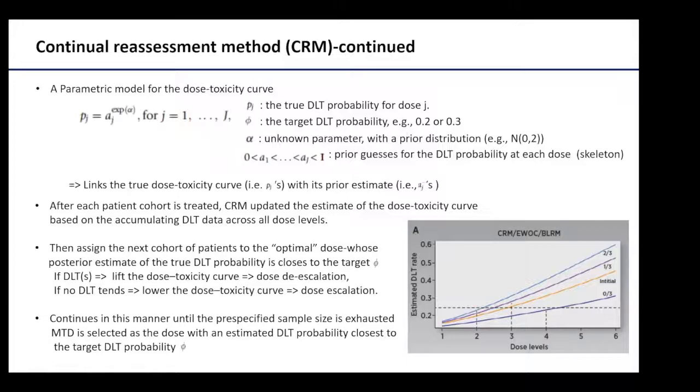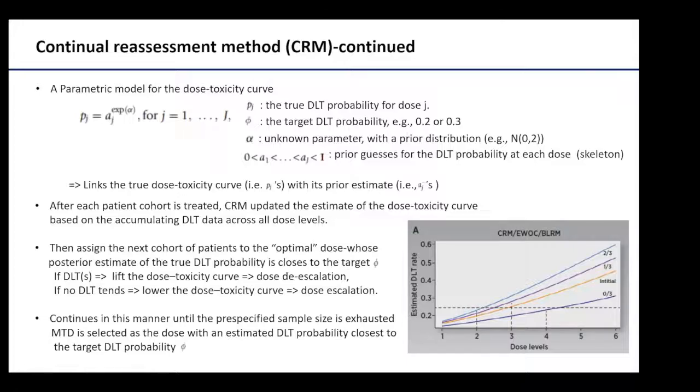And so you continue in this manner until the pre-specified sample size is exhausted. After you're done with the trial, you have the DLT information on all patients treated. Then the MTD is selected as the dose level with an estimated DLT probability closest to the target DLT probability. So recall the 3+3 design: the MTD is pretty much determined by the last one or two dose levels. Here, the MTD is determined using data from all patients treated in the trial, pooling information together.